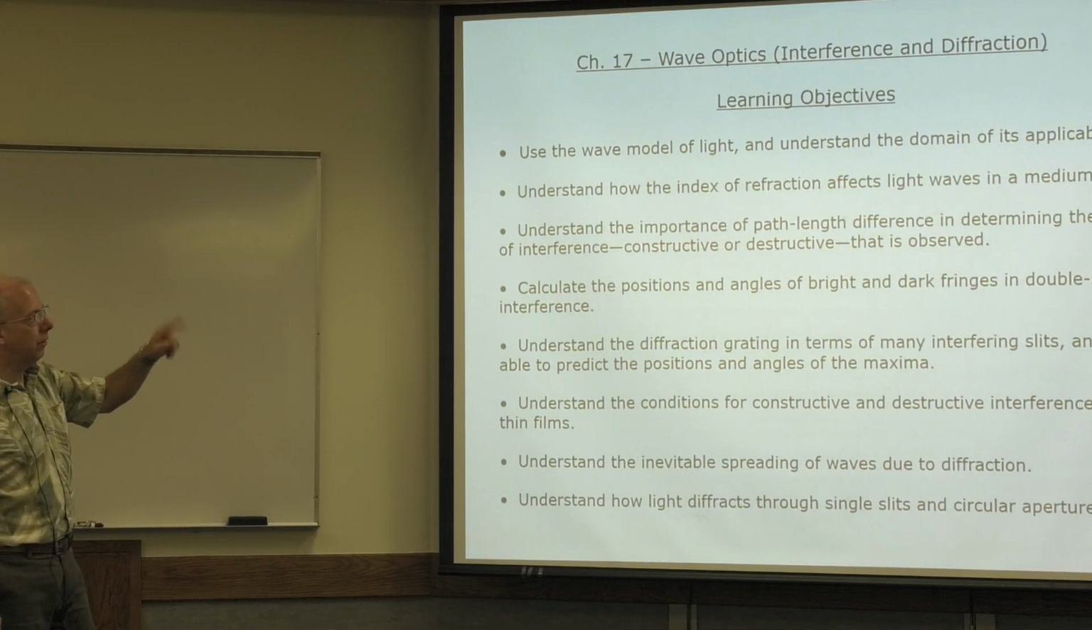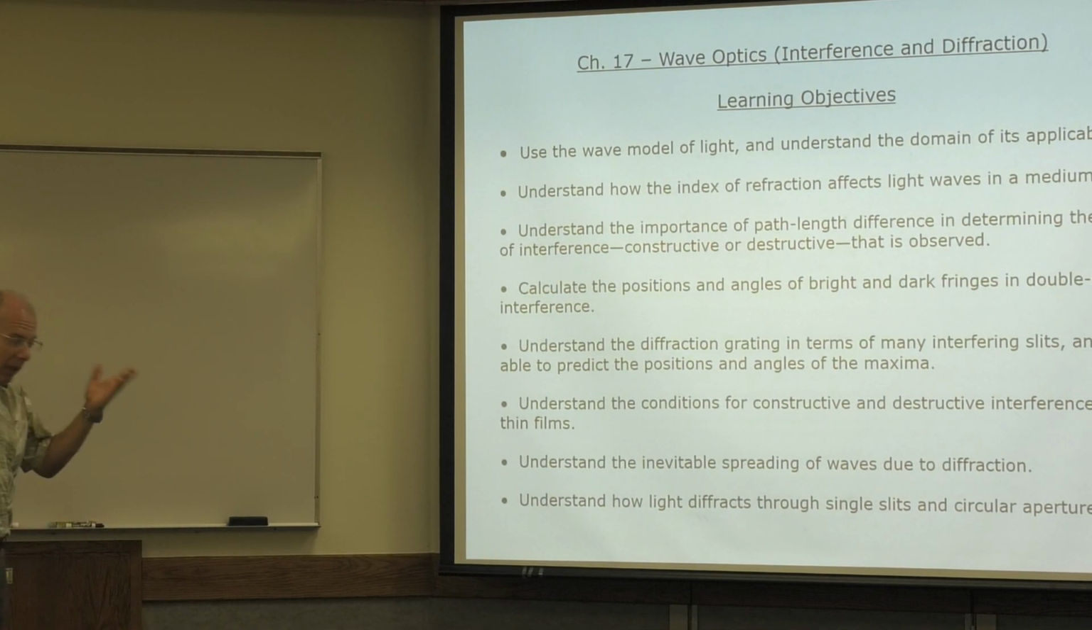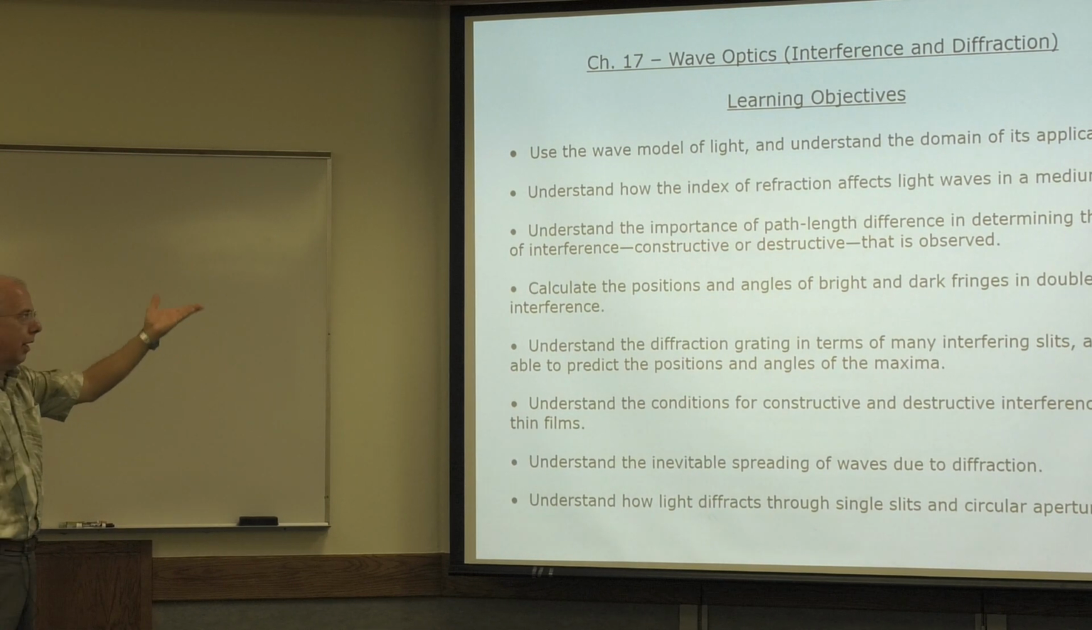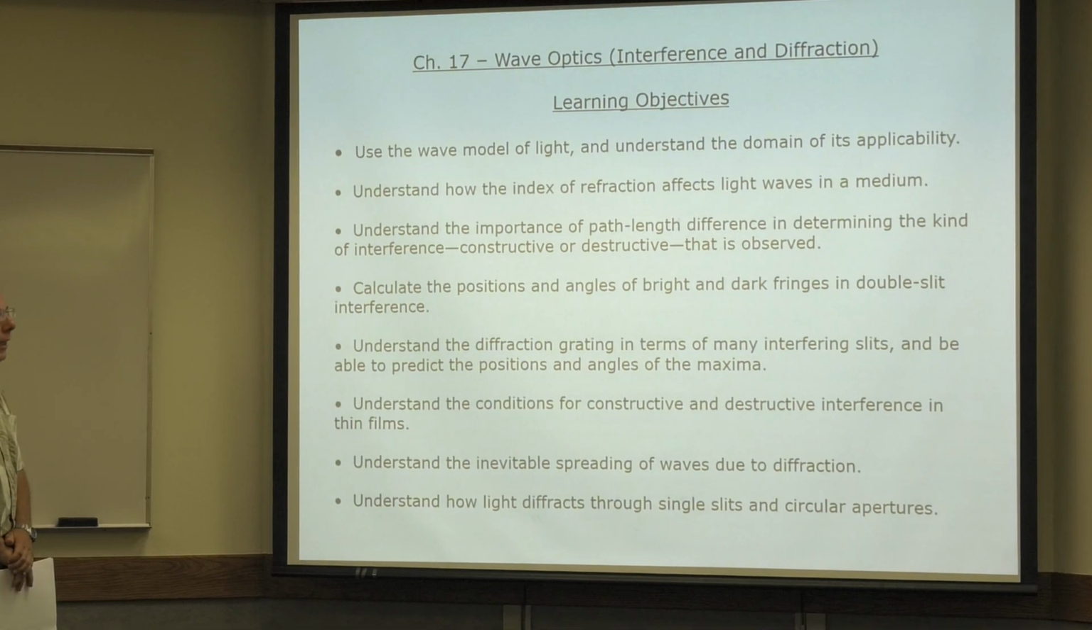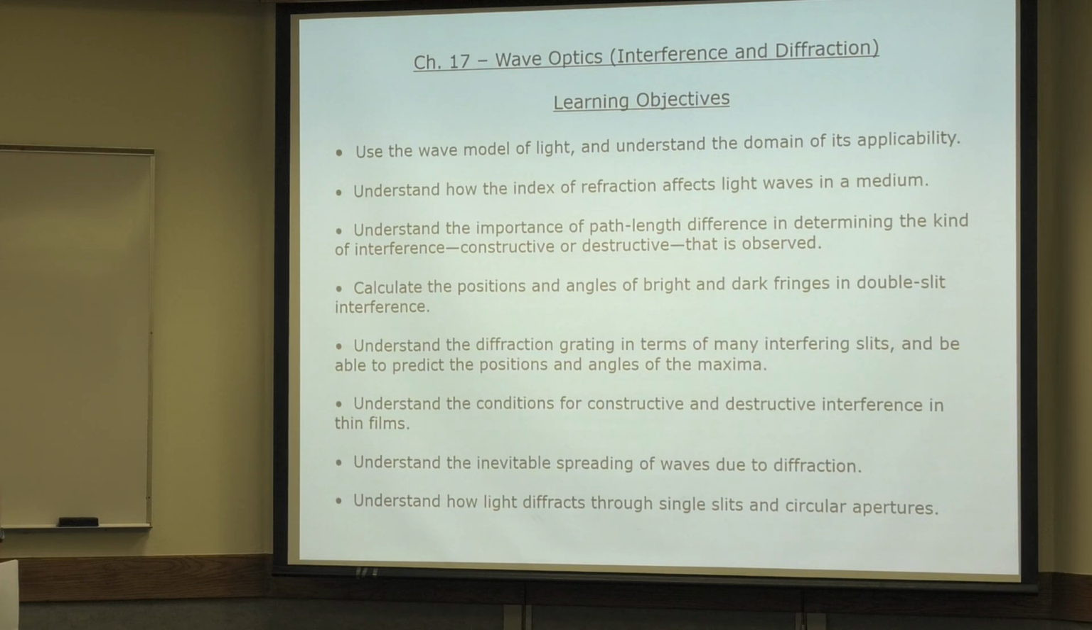So interference and diffraction. All right, so this is a really long chapter, and you can kind of tell that by all the learning objectives. So we'll use the wave model of light, understand the domain of its applicability, understand how the index of refraction affects light waves in a medium. That means when light goes through glass or water or something like that, as opposed to air. Understand the importance of path length difference in determining the kind of interference, constructive or destructive, that is observed.